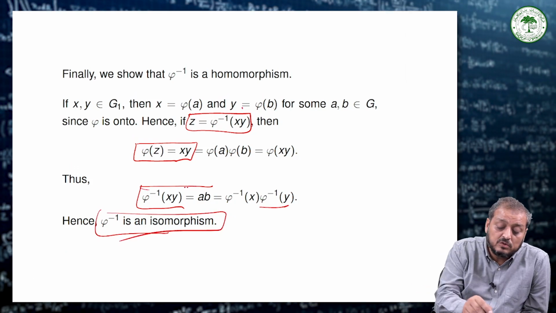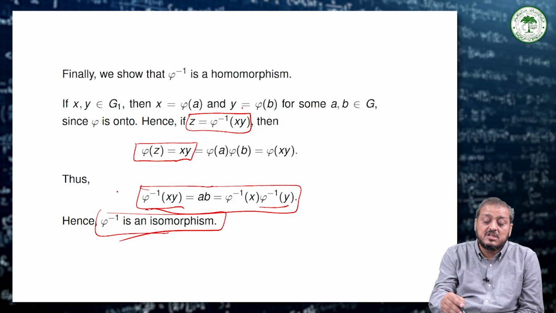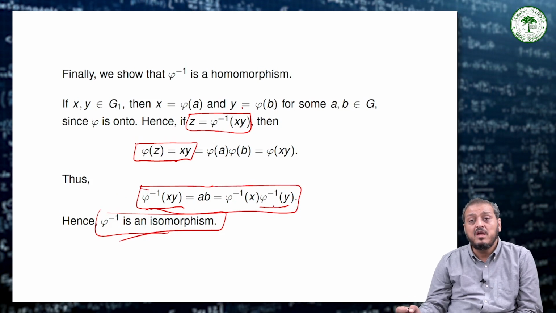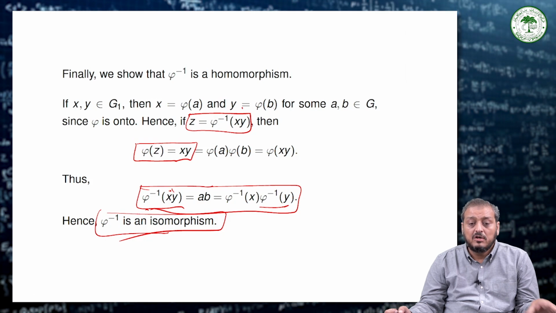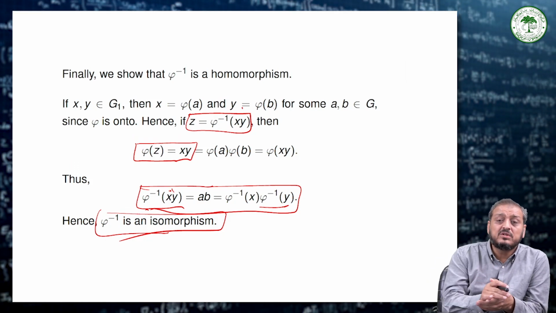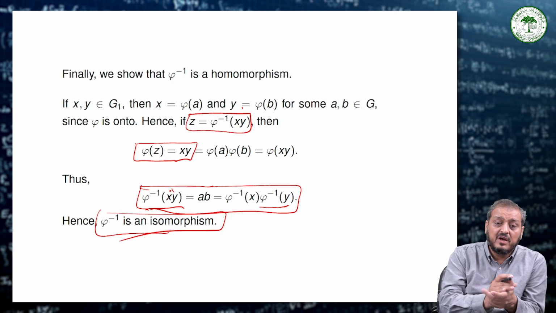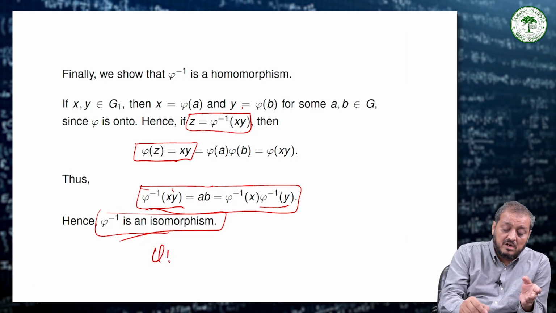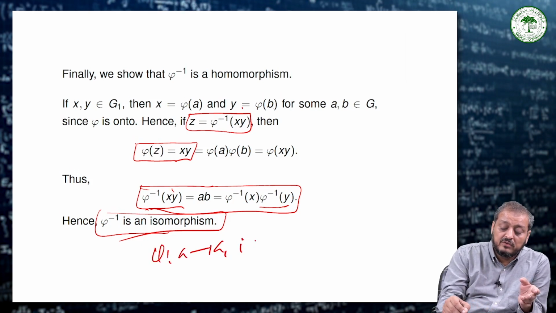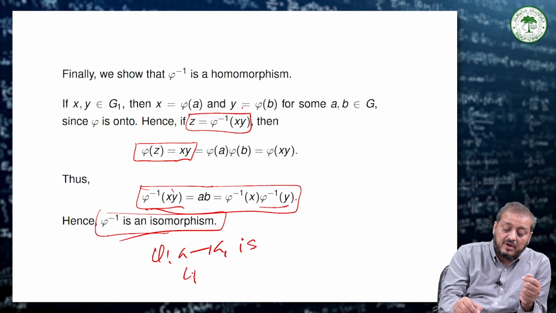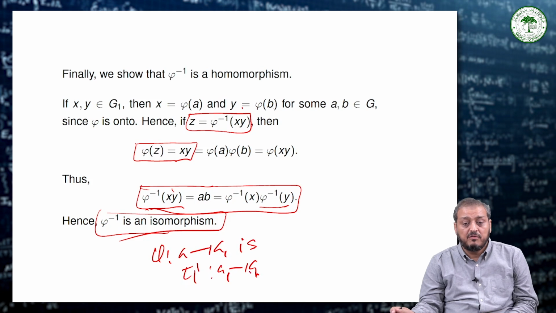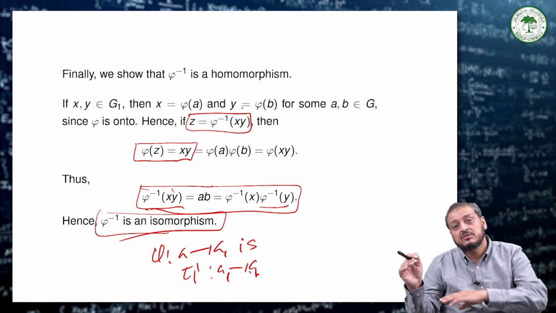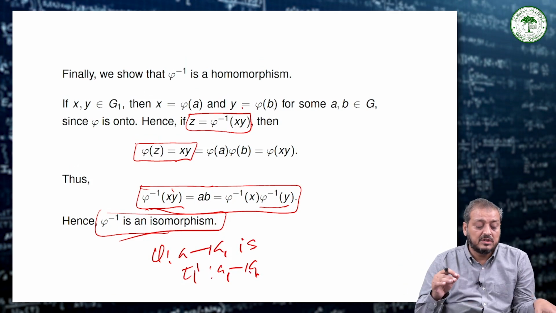So, this means phi inverse of xy is the same as phi inverse of x composed with phi inverse of y, and this satisfies the condition of a homomorphism. Then clearly, if phi from G to G1 is an isomorphism, then phi inverse from G1 to G is also an isomorphism. So, if phi is an isomorphism, then its inverse is also an isomorphism.